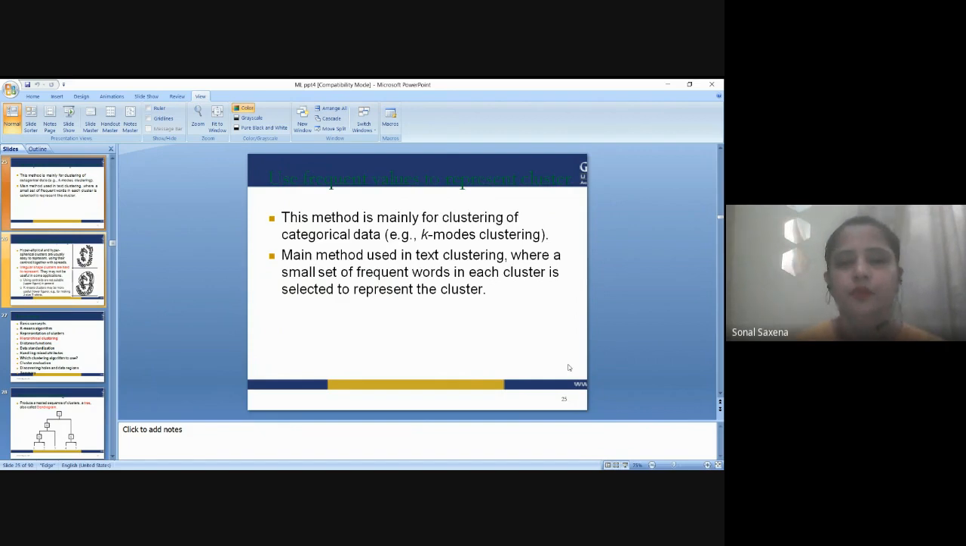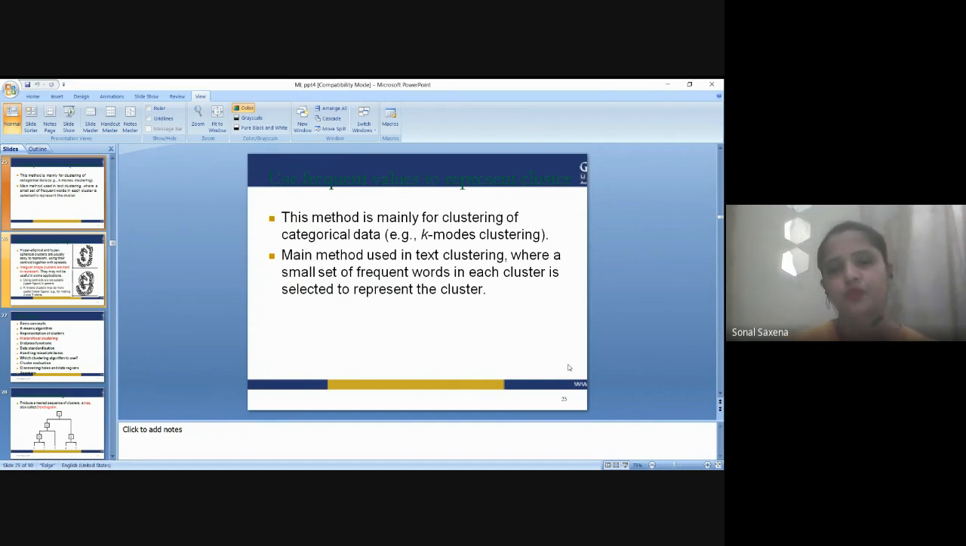Now, using frequent values to represent the clusters. This is another way. This method is mainly for clustering of categorical data. Categorical data means you are defining categories of the data; your data is not numerical, not based on some kind of values. If it is category-wise, like suppose I'm predicting some disease in a human body, then I can categorize them as: yes, the person is diagnosed with a disease, and the person is not diagnosed with a disease. So this is categorical data.